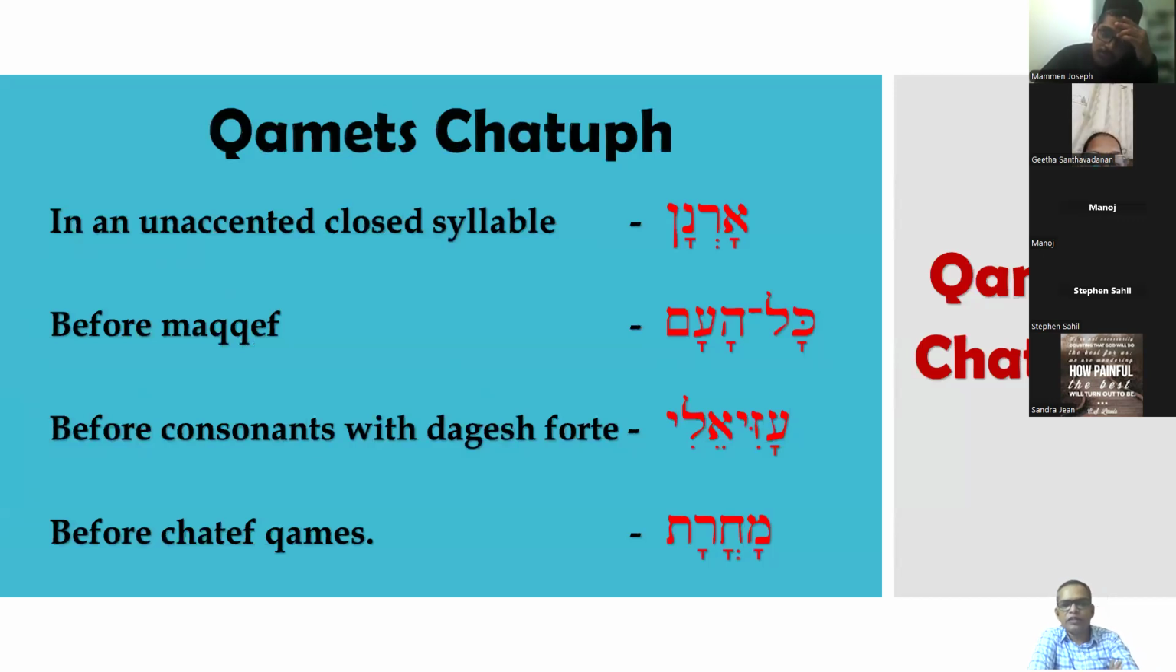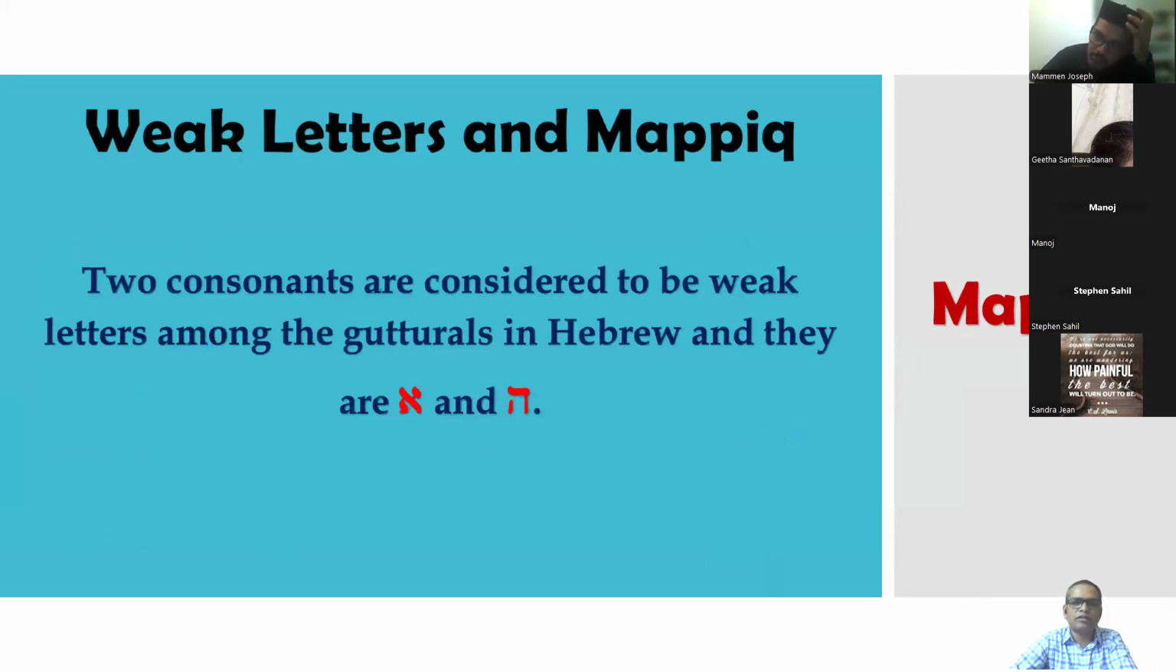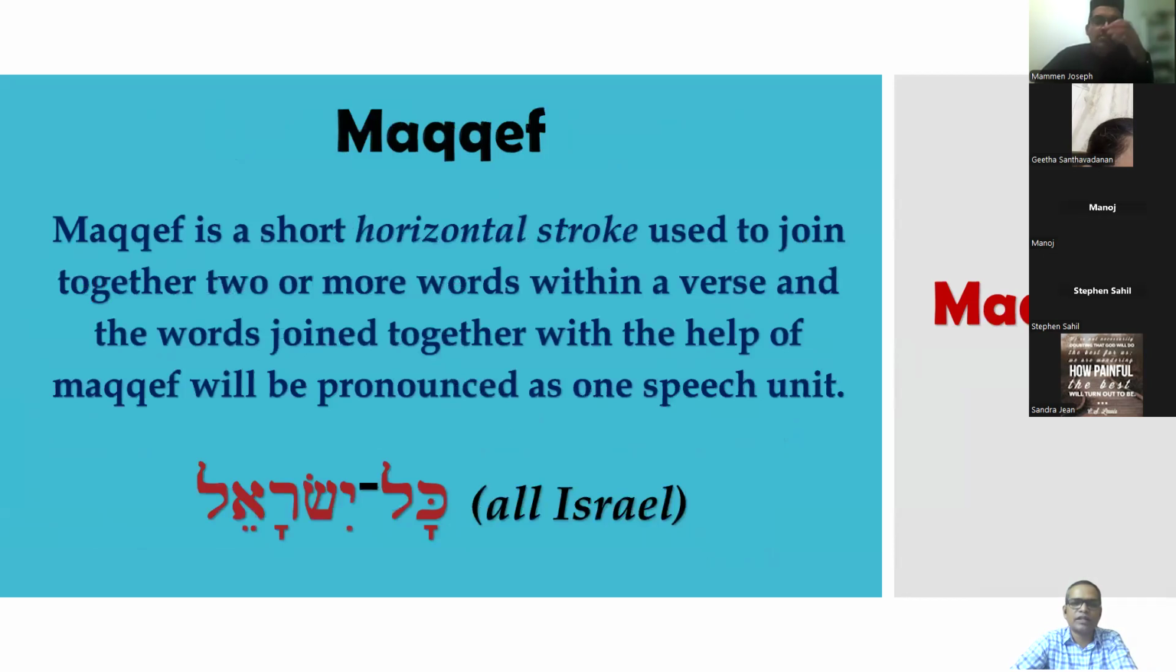Excuse me, sir. So what is makaf, sir? Makaf is a horizontal stroke which helps to join 2 or 3 words together. That's what I said here. Okay, sir. Kol, thank you. Yeah, Kol Israel.